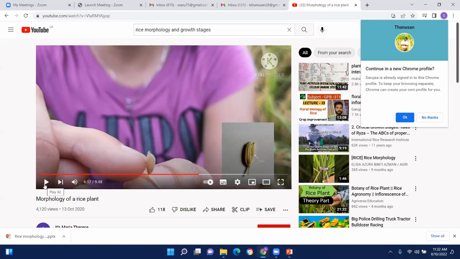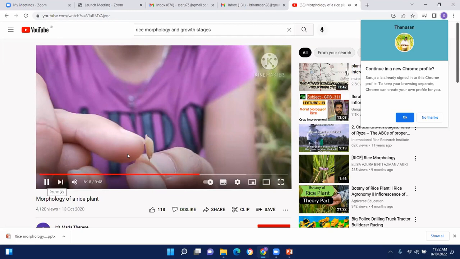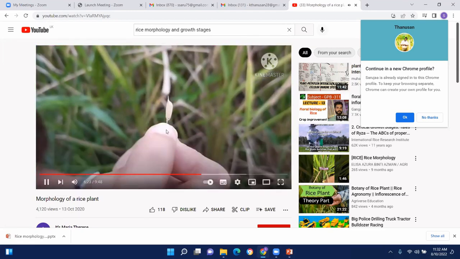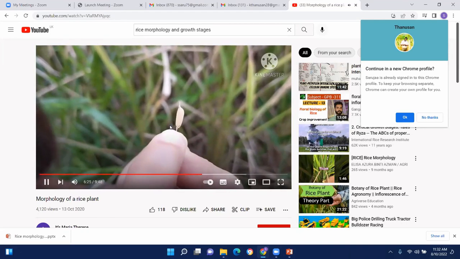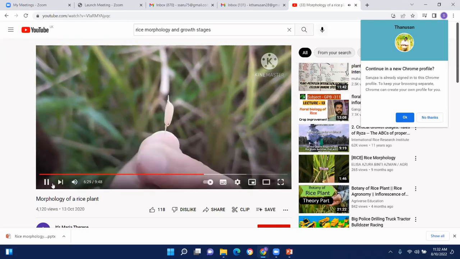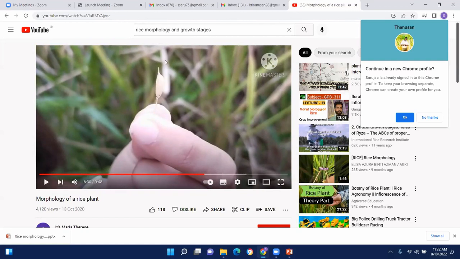Palea you can see; we can find it in the inner part of the seed. And at the lower part of this seed, where the grain is fixed on the panicle, is a tiny leaf shape. That is the rudimentary glume. This is located on the panicle.